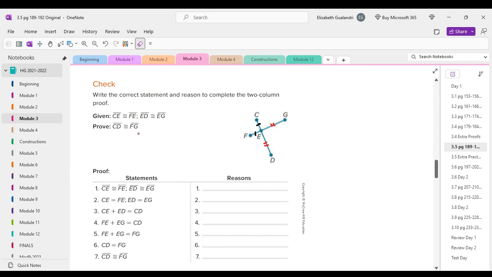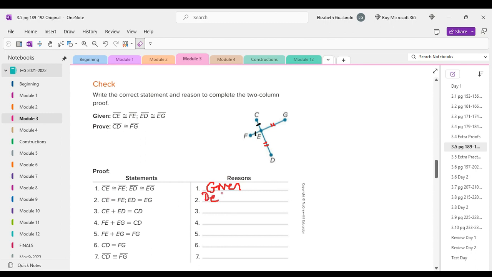And I'm trying to prove the large segments congruent. So this is what I was talking about, where we're going to go from knowing small segments to proving large segments, and the proofs just look a little different. Okay, so right off the bat, they give us our given, so that should be our first reason that we know there. And then if I look at it and I just say, okay, what's happening here? Well, it just changed from congruence to equality.